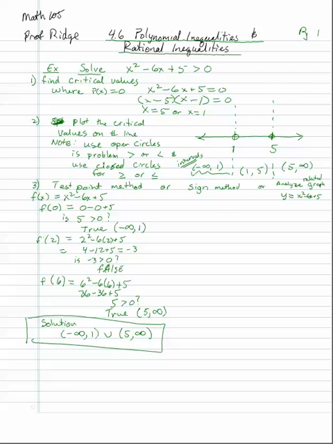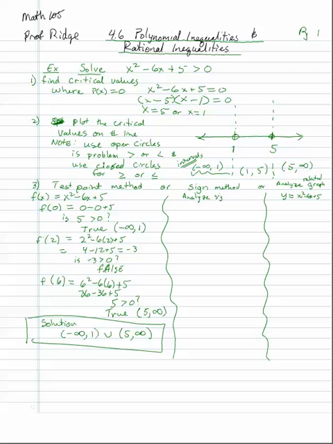If we did the sign method, here's the way we do it. We're going to analyze the sign. You only do one of these methods. You don't do all three of them. You pick whichever method seems the easiest for you, whichever one you like.